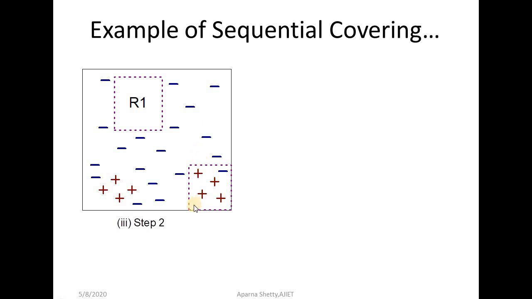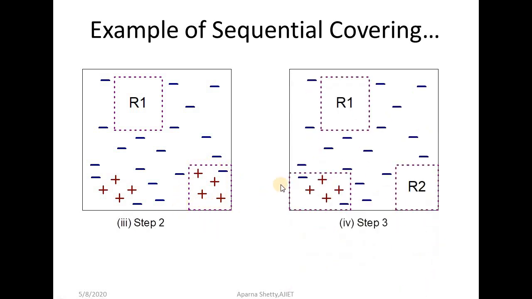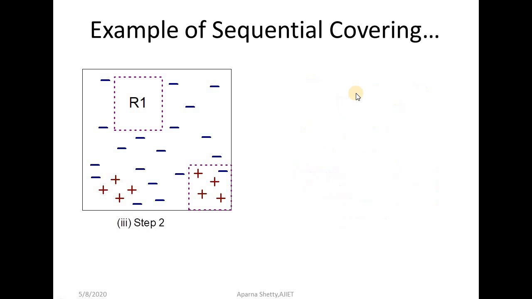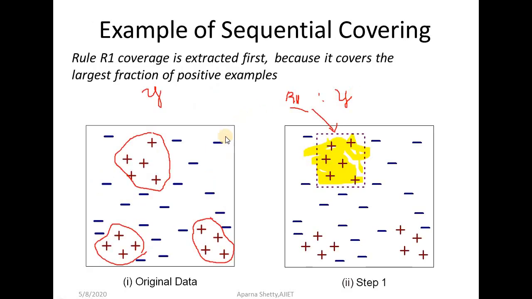Next, we will have to generate one more rule R2, and we have to remove the records that are triggered by R2. So we have generated one more rule R2 and we have removed the records that are triggered by R2. So this is about a sequential coverage example. First we had this original data, we generated the rule R1. Next we removed the records that are triggered by R1.